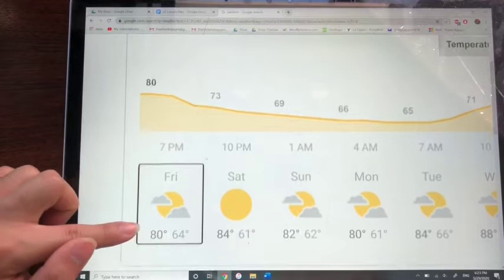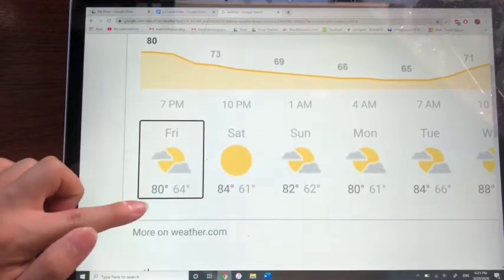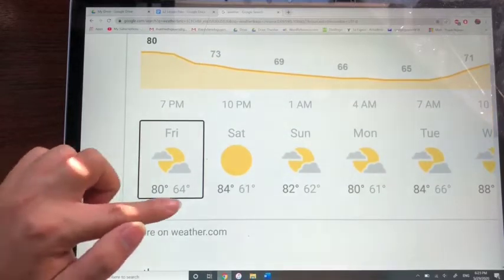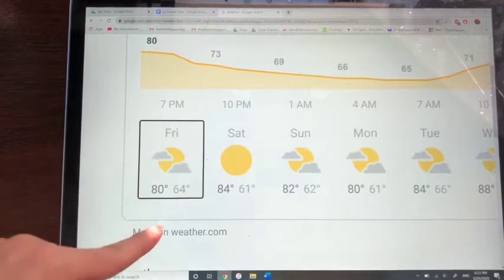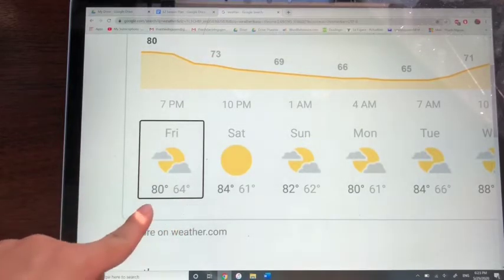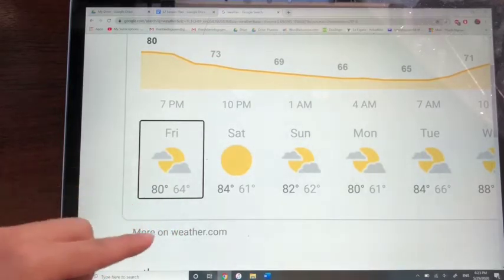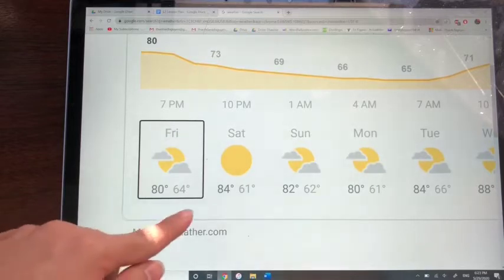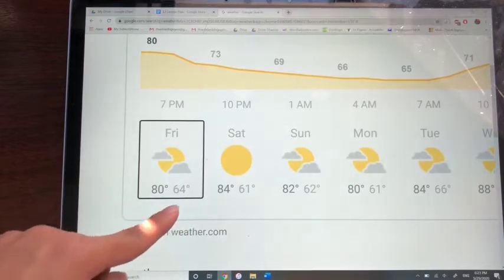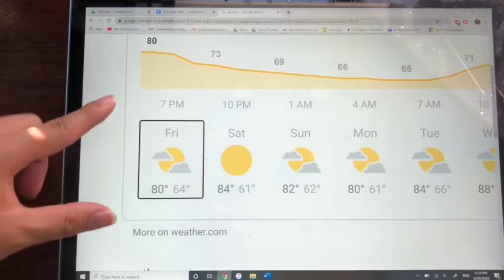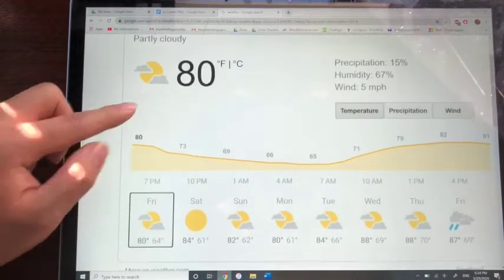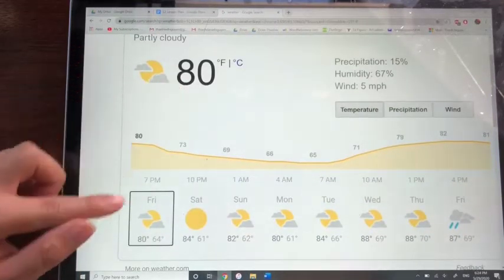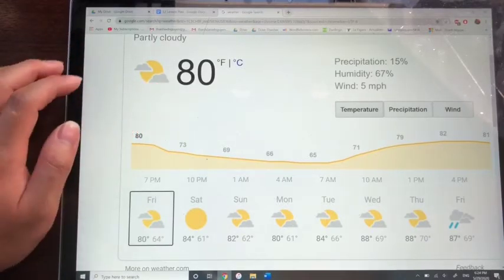I want to look at the temperature range. We have two numbers here, 80 and 64. The low temperature is 64 and the high temperature is 80. So we know that the temperature today is between 64 and 80 degrees Fahrenheit. And right now the temperature is 80, so it's the high temperature right now. It's hot right now.